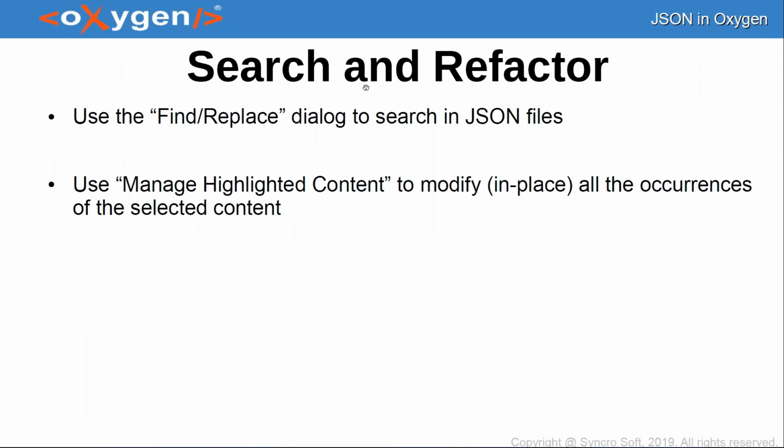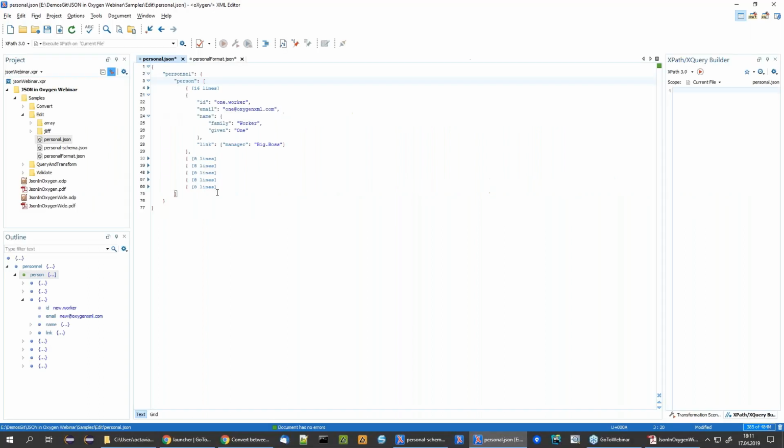We have also support to search and refactor, and for this you can use the find replace dialog, and also some in-place actions that will allow you to modify the content of the document, the manage highlighted content action. I will show you how you can do this. So let's go to Oxygen and expand the content.